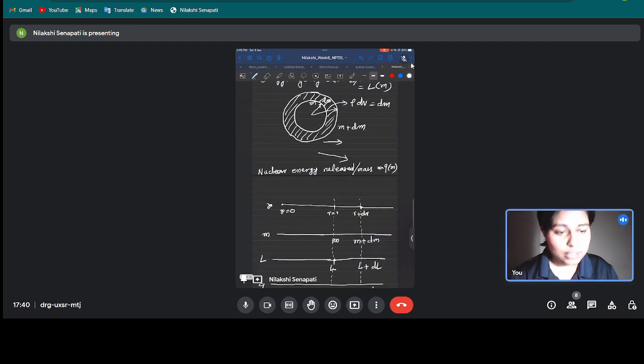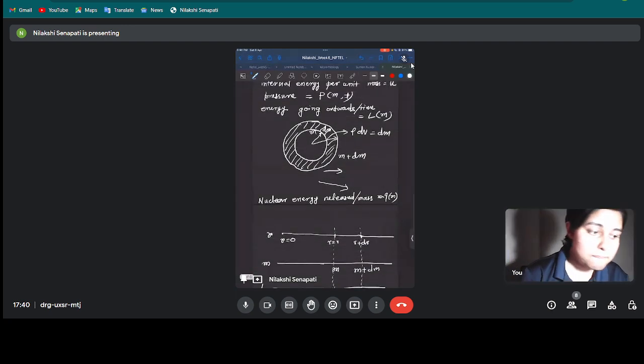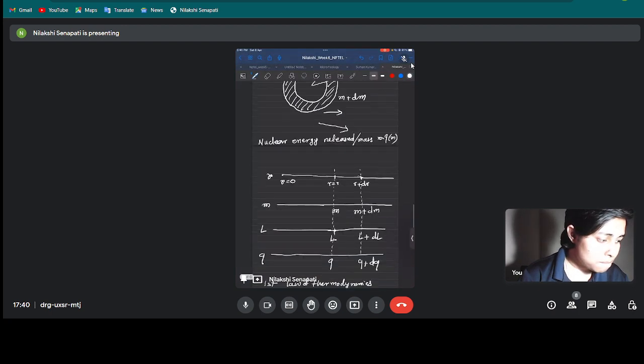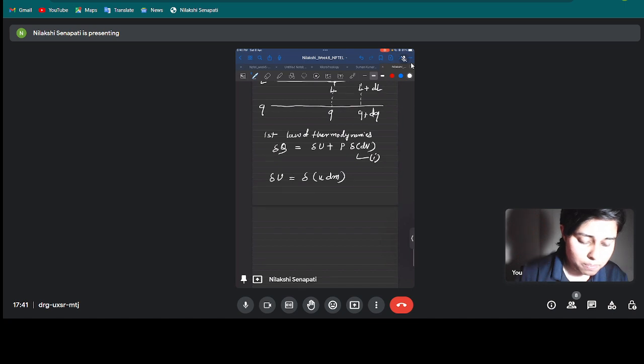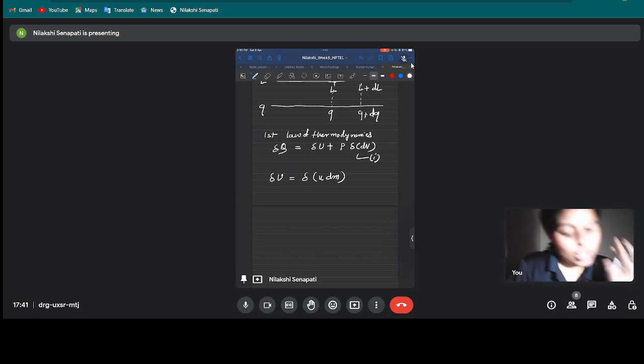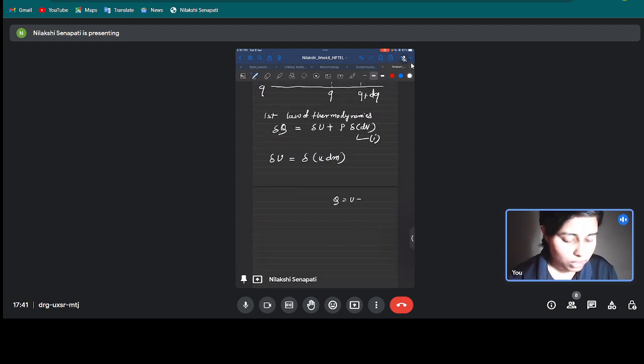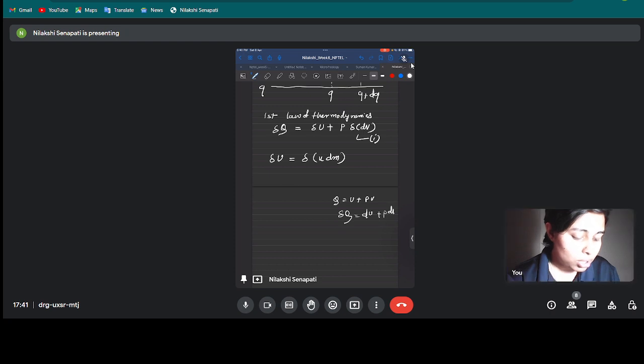Ma'am, in the first law of thermodynamics, will it be P dV only, or P delta dV? Normally, what do we write? Normally we write delta Q equal to dU plus P dV, right? Yes, ma'am.